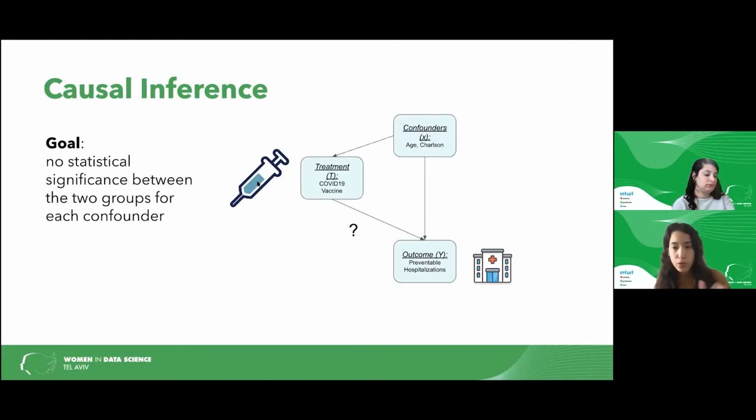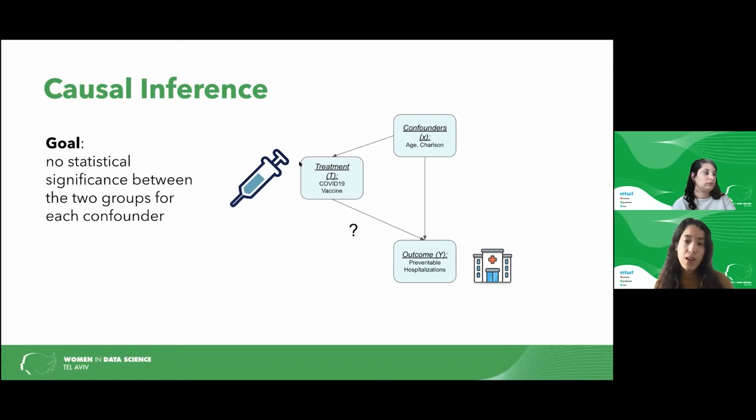So let's formulate this problem. We have the confounders, which are our features. For example, the age and Charlson score, which is how sick the person is, in other words. And we have the outcome, which is preventable hospitalization. This path is what we previously did by building the risk score model. And now we have this thing, which we call the treatment or the intervention, and which is both affected by the confounders and affecting the outcome.